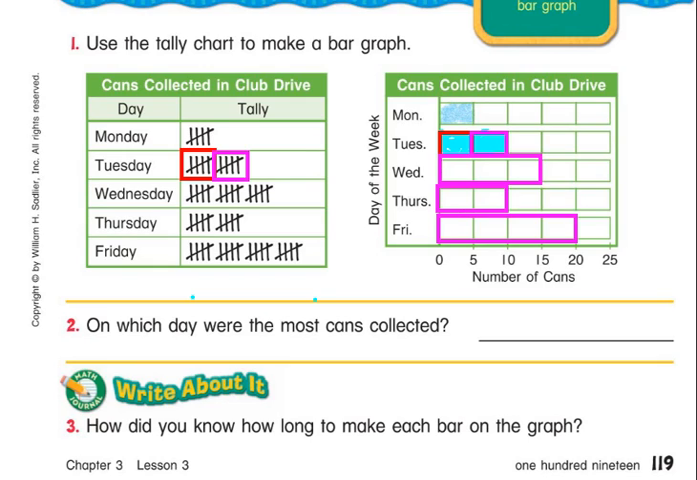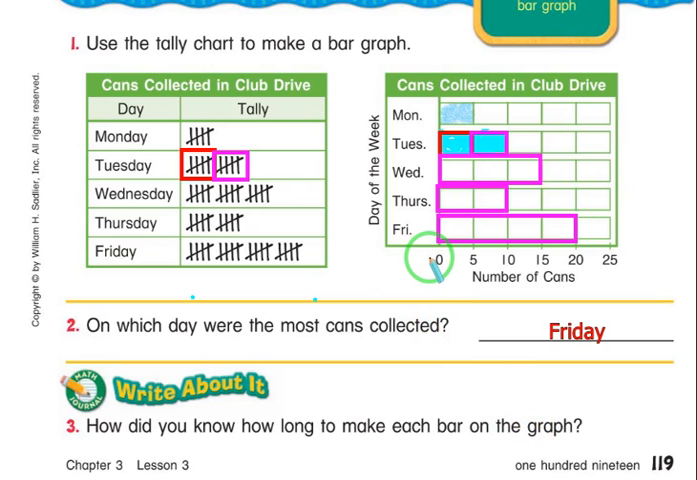20 cans. So we write Friday, and don't forget to capitalize the first letter of Friday, as we always capitalize the first letter of a weekday. Now write about it. How did you know how long to make each bar on a graph?